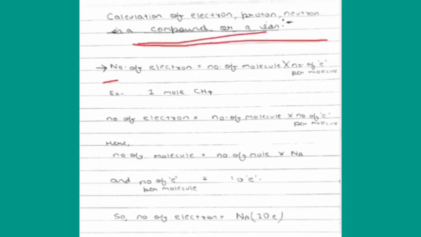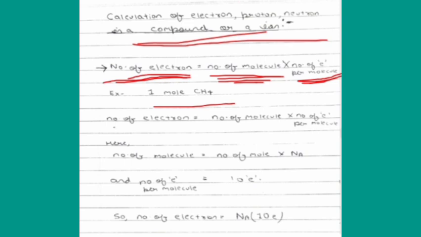Let us start with the calculation of total number of electrons. According to the equation, total number of electrons is equal to number of molecules into number of electrons per molecule. Means the number of electrons present per molecule into total number of molecules present there gives us total number of electrons. Let us take an example of 1 mole CH4.